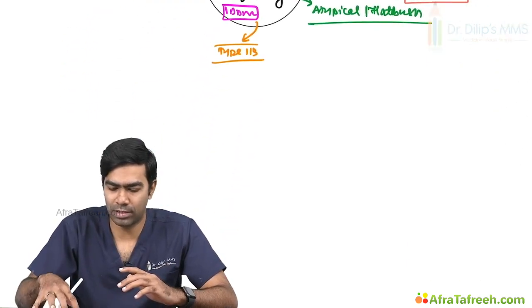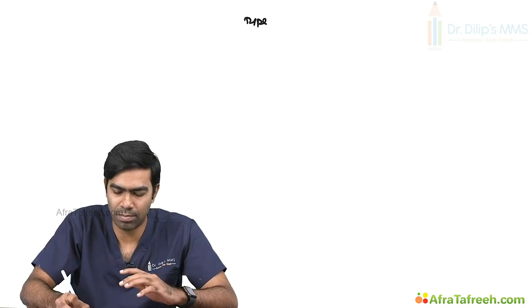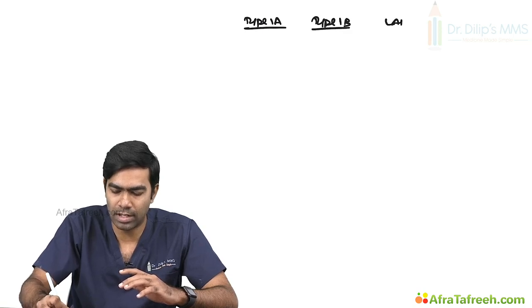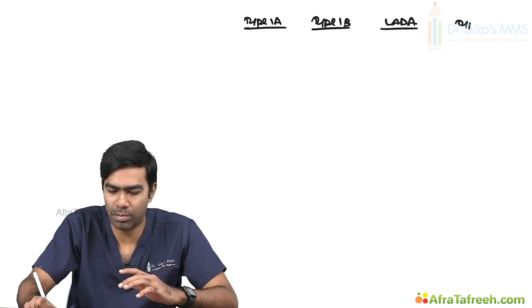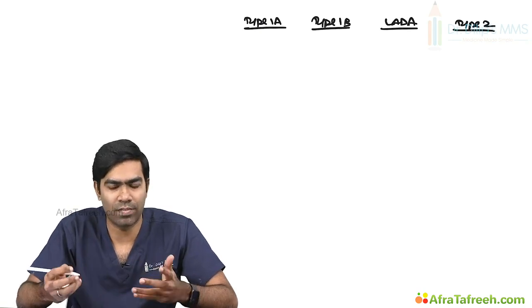And now to summarize, what are the basis of all this classification? Let me write type 1A, type 1B, LADA, that is latent autoimmune diabetes in adults, and type 2 diabetes mellitus, and see what are the differentiating points.